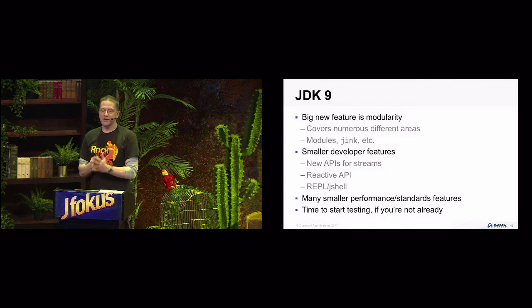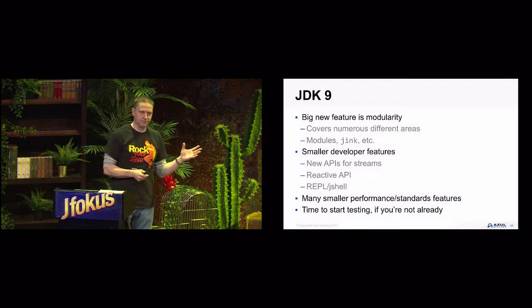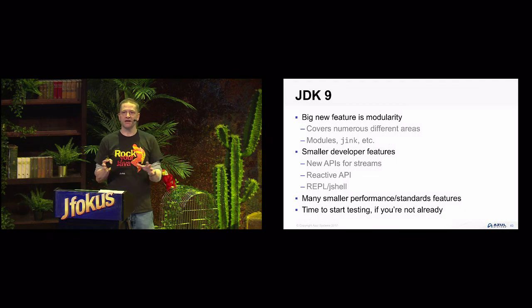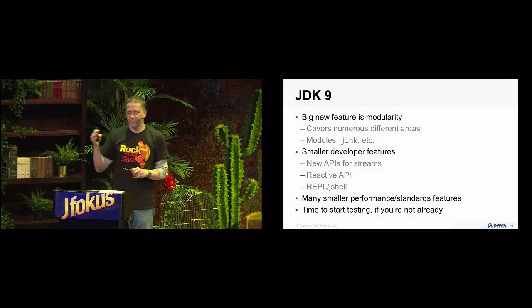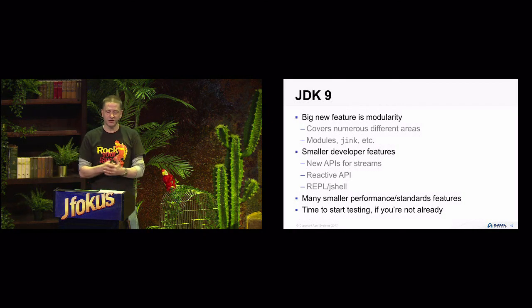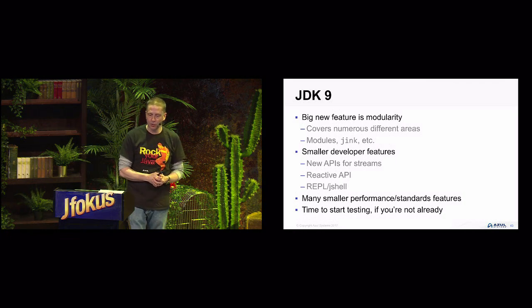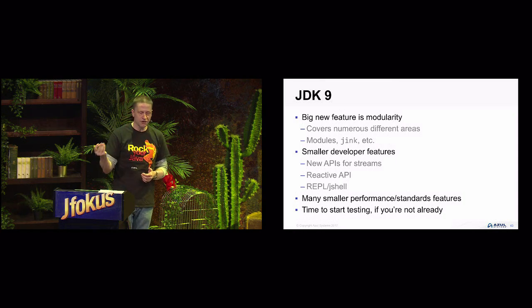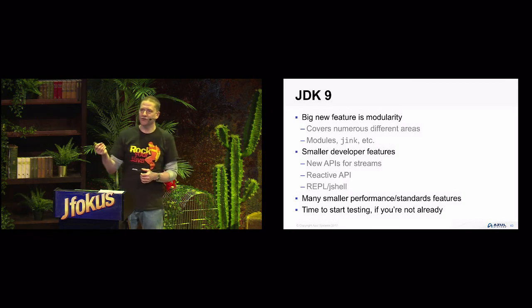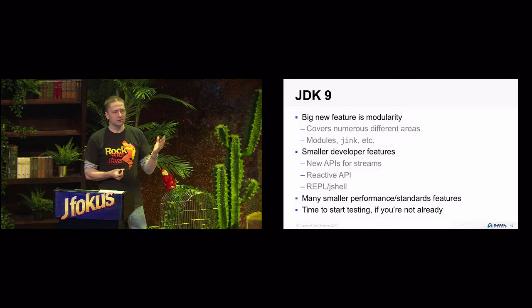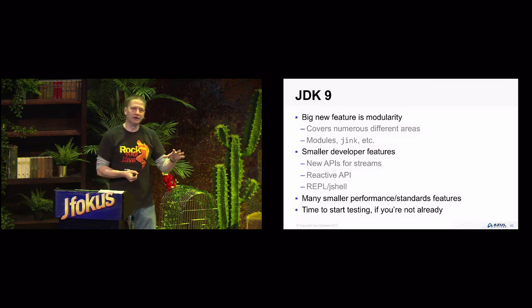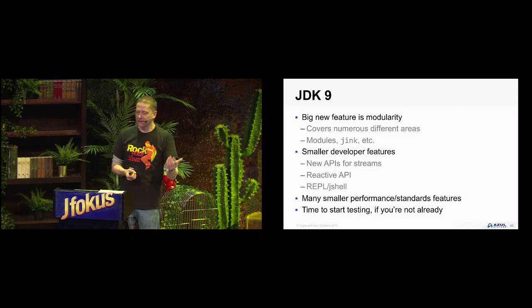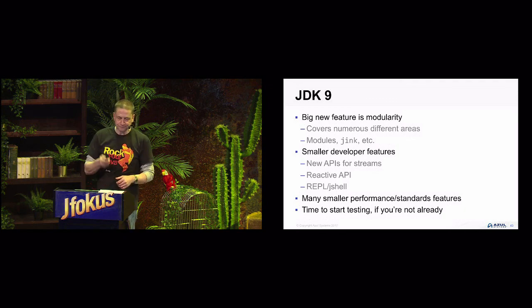Right, summary then. So JDK 9, the big new feature is obviously modularity. Numerous areas of the JDK itself are affected by this. The idea of jlink to be able to build runtimes, the whole modules, the encapsulation of internal APIs, and so on. There are a number of smaller developer features. There's the new APIs that have been added to streams. There's reactive API, changes to various other different bits and pieces, JShell, the REPL, and lots of smaller features around standards and performance and JVM and so on.